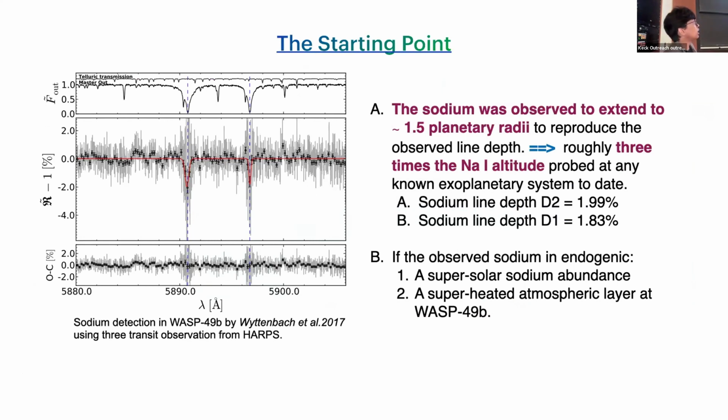If we think the sodium is coming from the atmosphere of the planet itself, to reproduce the observed transit depth the atmosphere should have a supersolar sodium abundance, at least 5,000 times the solar sodium abundance, or a superheated atmospheric layer. Both are very unlikely to happen in the case of this particular system.